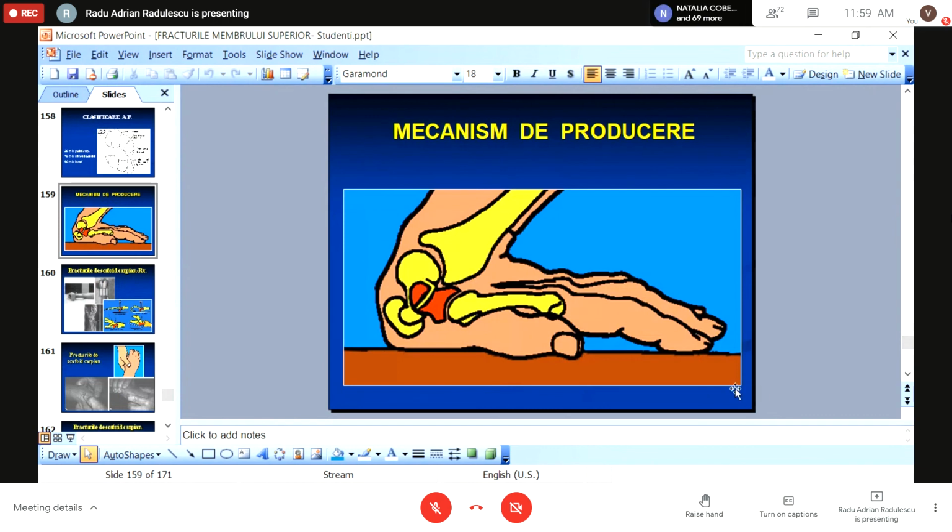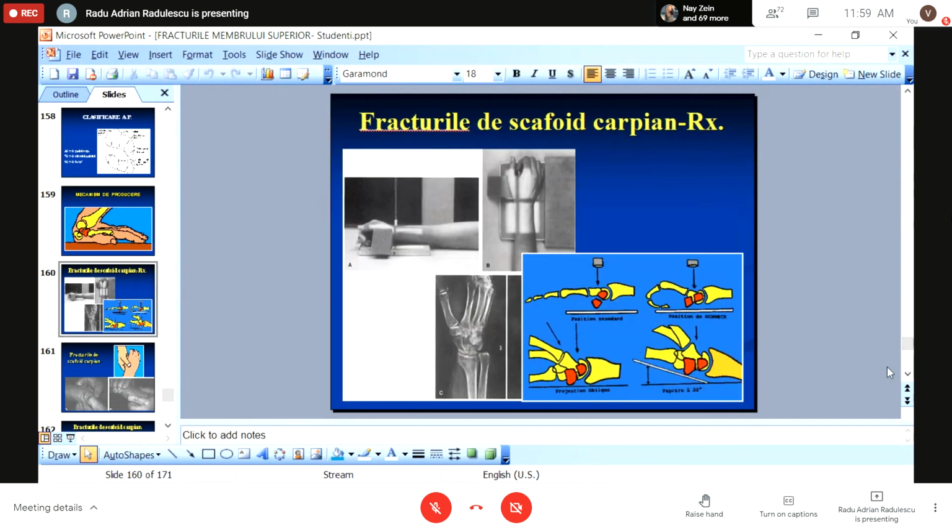The mechanism is also a hyperextension at the level of the wrist joint, when the posterior margin of the radius will hit the carpal bone, the scaphoid, and will fracture it. Here are some x-rays. The x-ray should be taken in the so-called writing position. So we put the hand of the patient on the X-ray table exactly in the position like he or she would want to write something. So that's called the writing position.